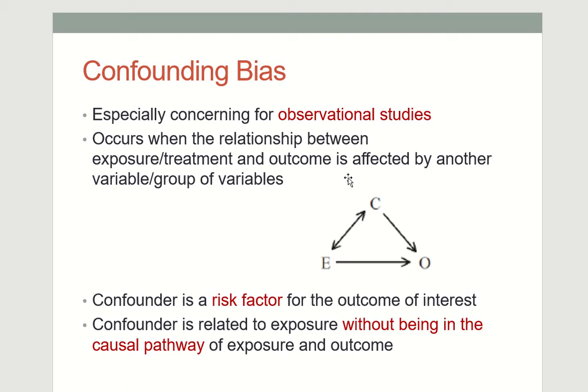Okay. So let's see what the slide says. Especially concerning for observational studies, confounding occurs when the relationship between the exposure or treatment and the outcome is affected by another variable. The confounder is a risk factor for the outcome of interest. The confounder is related to the exposure without being in the causal pathway of exposure and outcome. So this is exactly what I just mentioned.